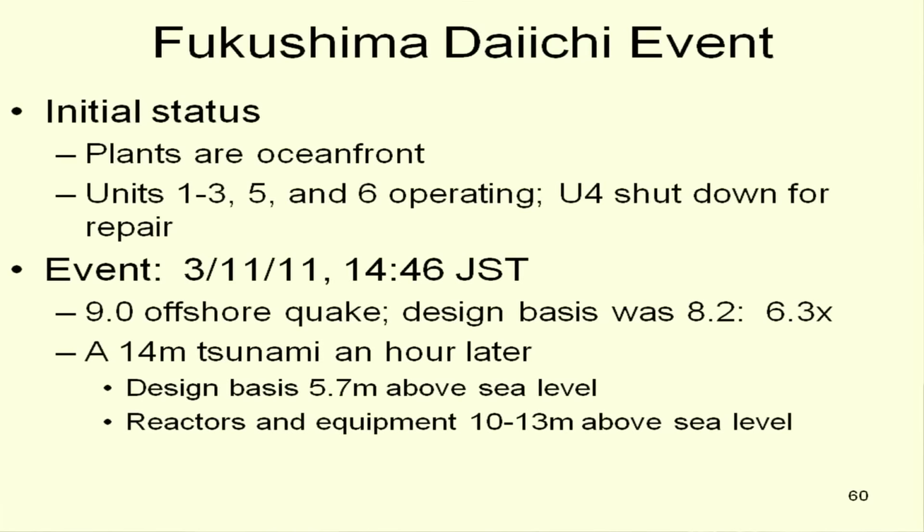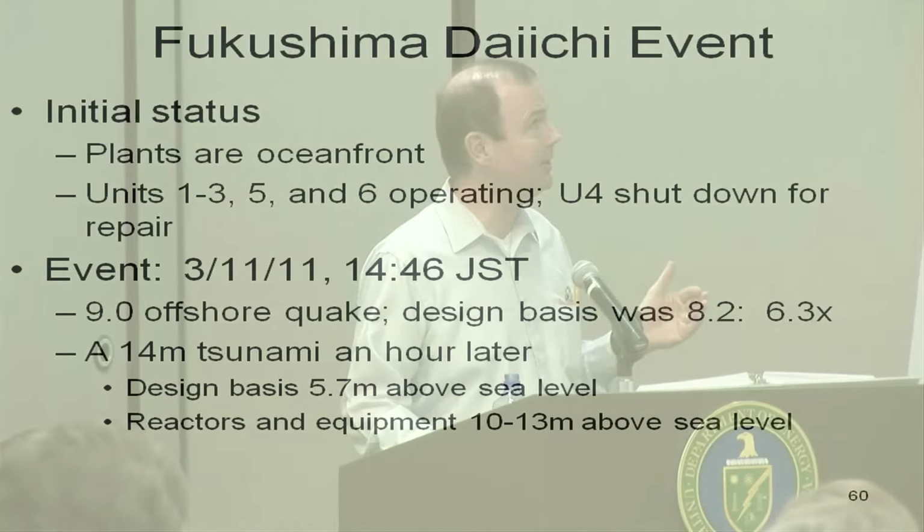Initially, there's the Fukushima Daiichi, which are the six reactors where they had real trouble. And then there was another, I think it's a four-pack called Daini, which is a little bit further to the north, that did not get in trouble. But there were six reactors at Daiichi. All but unit four were operating when events transpired. Unit four had been shut down for repair.